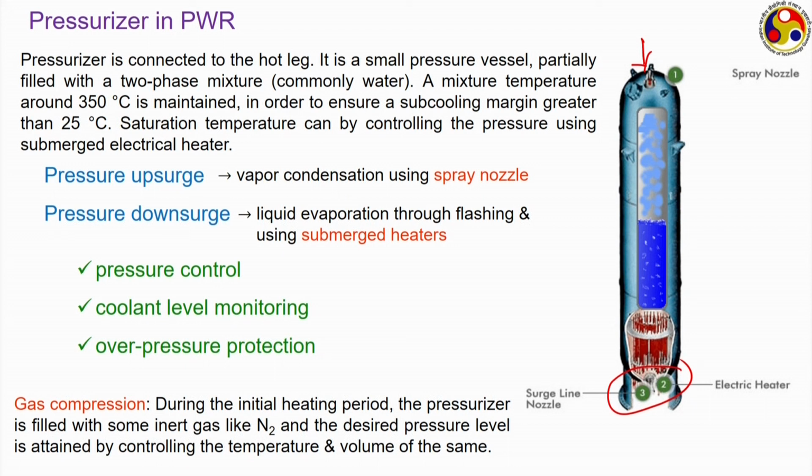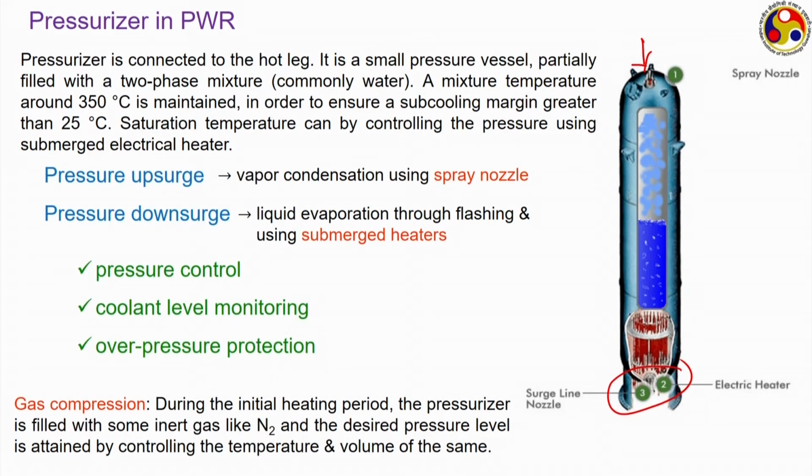But during the initial phase of a PWR operation, or when we are switching on a plant, there is no vapor present inside the pressurizer. So, to increase the pressure inside the pressurizer and also inside the entire system as a whole, gas compression is preferred. The pressurizer is filled with some kind of inert gas like nitrogen, and then by heating we can reach the desired pressure level, because we are controlling both the pressure and the volume of the same.